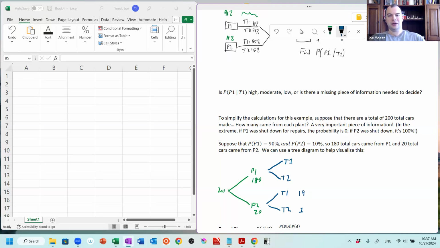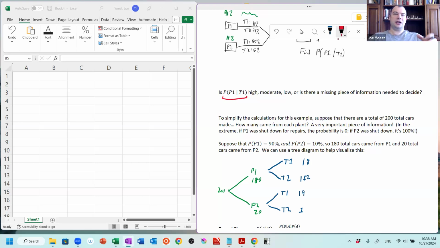Plant 1's 180 cars, well, 10% of those would be type 1, so about 18. And the remainder would be type 2, 90%, or that's just 180 minus 18, 162. Now, what am I looking for? I'm looking for the probability of plant 1 given type 1.